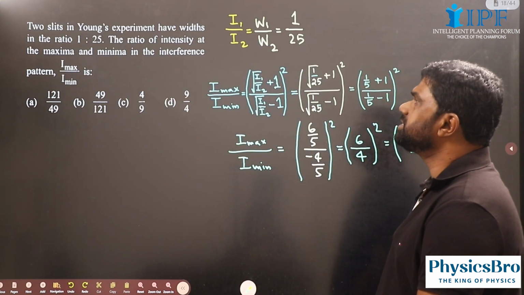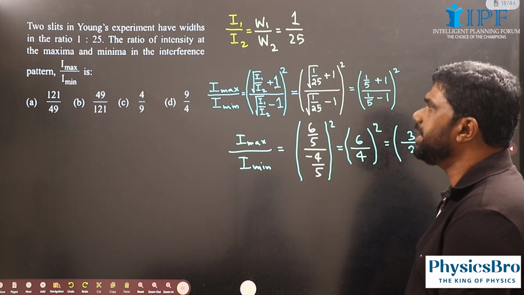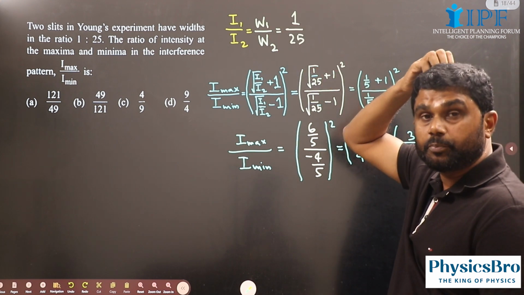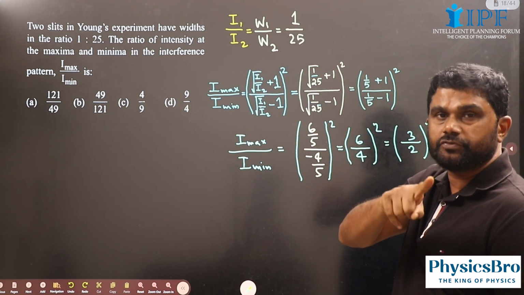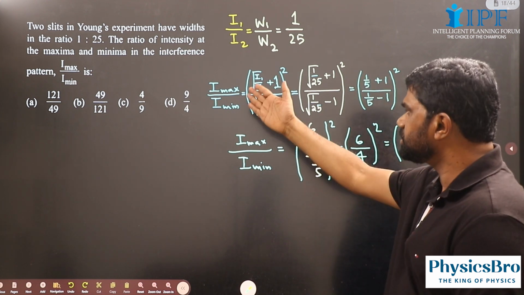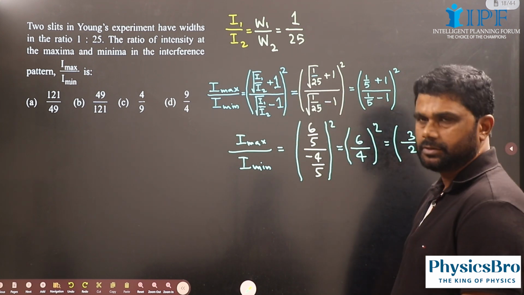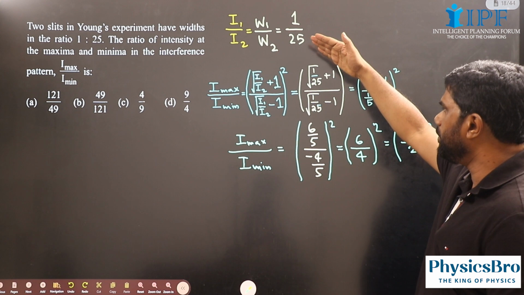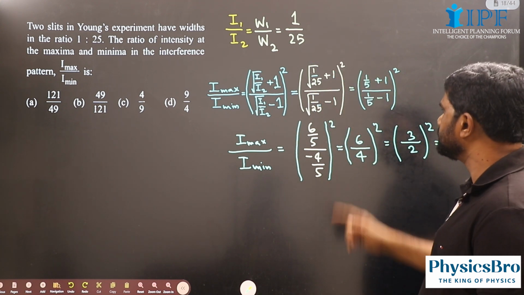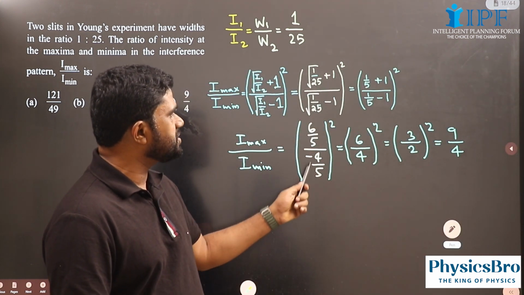The two slits in Young's experiment have widths in the ratio 1:25. Find the ratio of intensity at the maximum and minimum in the interference pattern. I1 by I2, intensity is directly proportional to width of the slits. So I1 by I2 will be W1 over W2, and it is given as 1/25. I max by I min is (root I1 by I2 plus 1) over (root I1 by I2 minus 1), whole square. So it will be (root 1/25 plus 1) over (root 1/25 minus 1). Okay, so 1/5 plus 1, 1/5 minus 1, that will be 6/5 and minus 4/5.